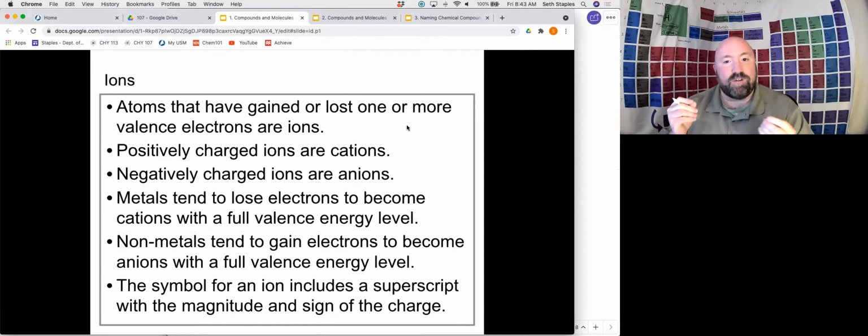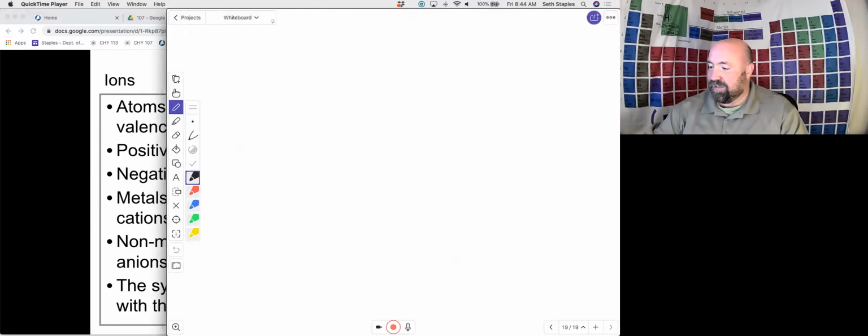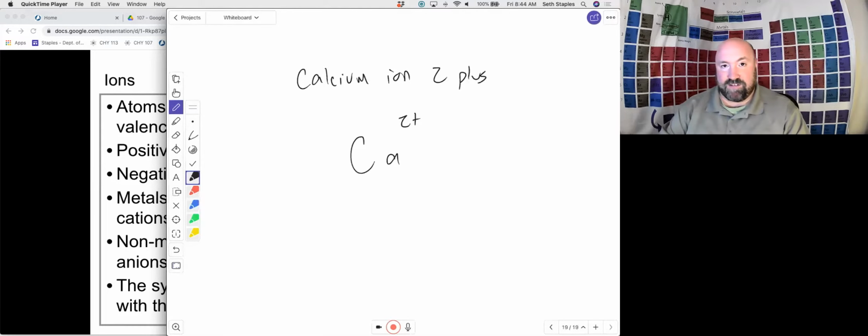Metals tend to lose electrons to become cations. Non-metals tend to gain electrons to become anions. Again, in both cases, they're doing that in order to gain a full valence shell. When we write the symbol for an ion, that includes the superscript with the magnitude and the sign of the charge. So for example, a calcium ion with a 2 plus charge would be written as Ca 2+.